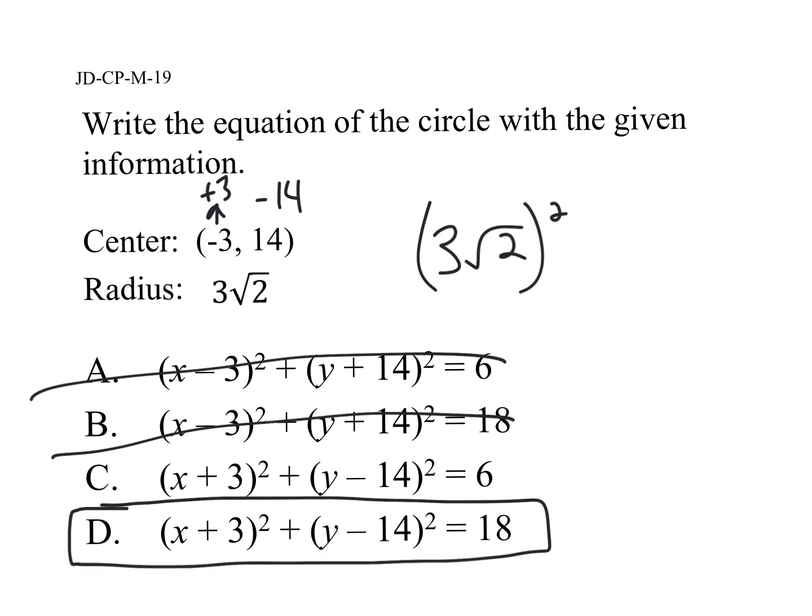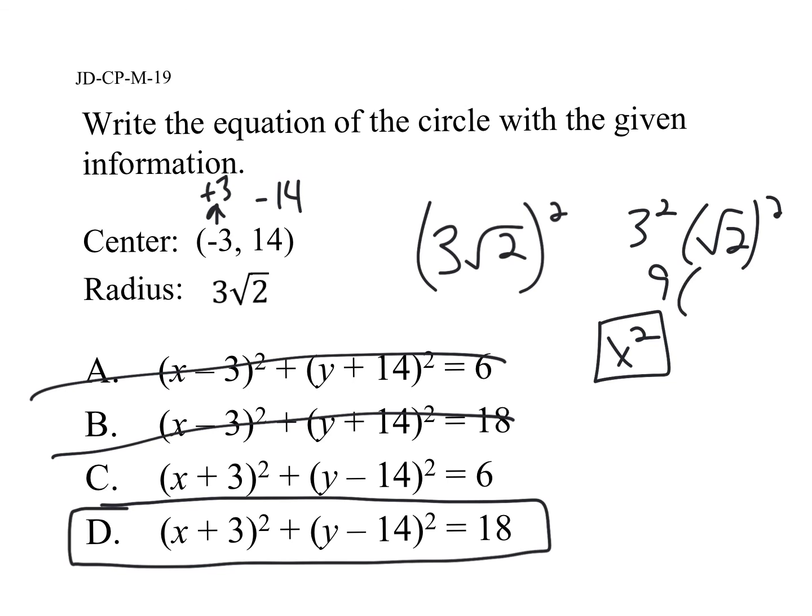Another option, I guess, you could type in 3 square root of 2 on your calculator and then get that and then square it by hitting the x squared button, and then that would give you 18 as well. Basically the 3 is being squared and the square root of 2 is being squared. So 3 squared, 3 times 3 is 9. Square root of 2 squared is 2. 9 times 2 is 18.